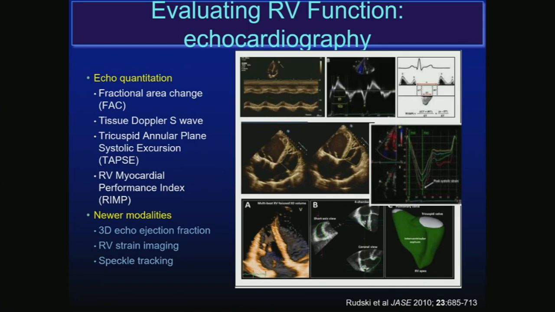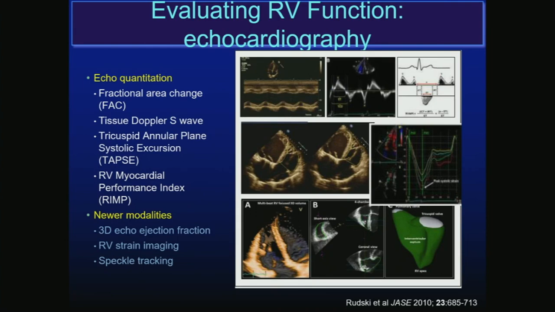So you can look at fractional area change or tricuspid annular plane systolic excursion, which I had to read from the slide because I can't remember it. You know it as TAPSE, or myocardial performance index, which is over here. Probably because the right ventricle is a complicated structure, three-dimensional echocardiography to take into account the complexity of the structure is probably the best way to do it.